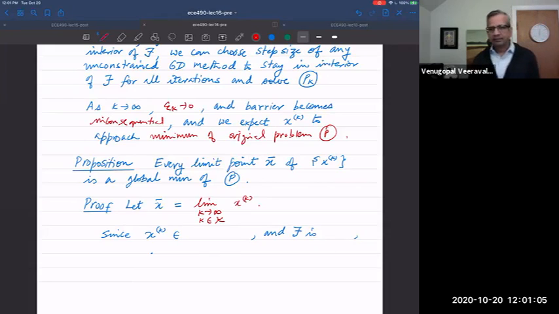Okay, so it's a limit point, so some subsequence of xk must go to x bar, and we'll call that subsequence's indices script K.